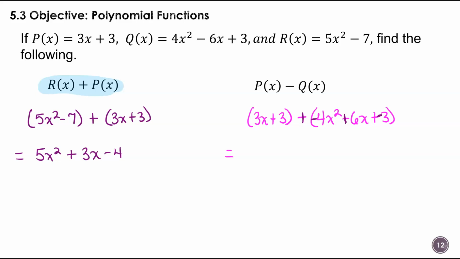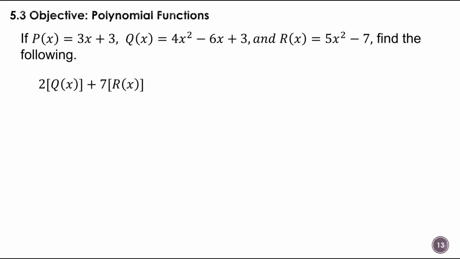Okay, so I'm going to go over here to the second one. See, negative 4x squared. There's no term to combine with that. We have a 3x and a 6x, so it gives us 9x. Positive 3 and negative 3 would be 0, so that's it, negative 4x squared plus 9x.